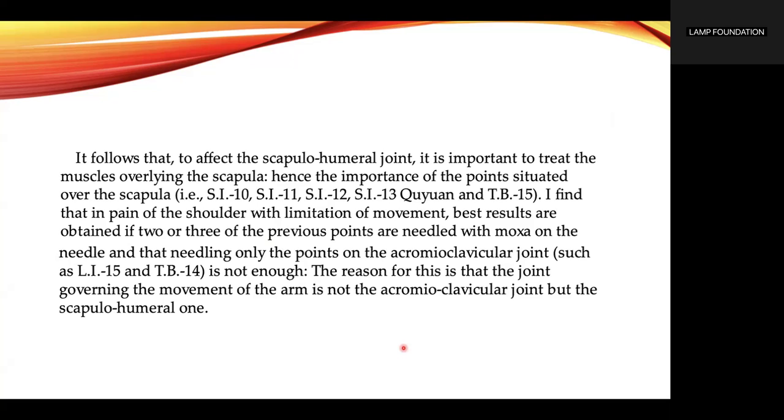In pain of the shoulder with limitation of movement, the best results are obtained if two or three of the previous points are needled with moxa on the needle, and needling only the points on the acromioclavicular joint, such as LI 15 and TB 14, is not enough. The reason for this is that the joint governing the movement of the arm is not the acromioclavicular joint, but the scapulohumeral one.